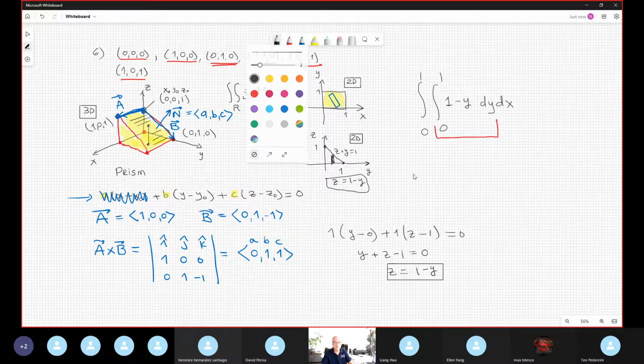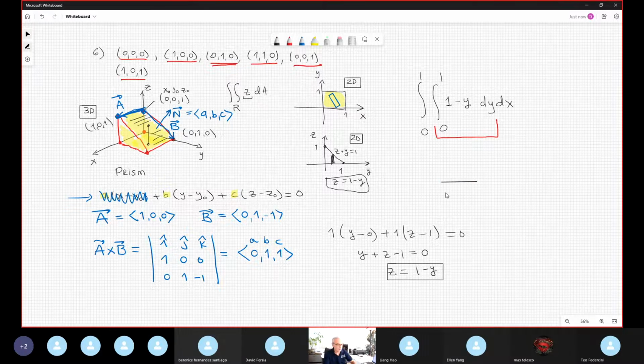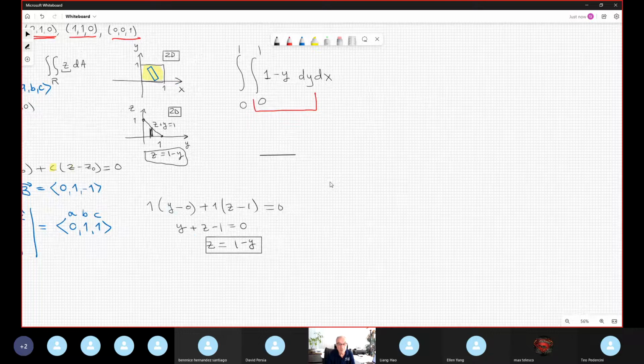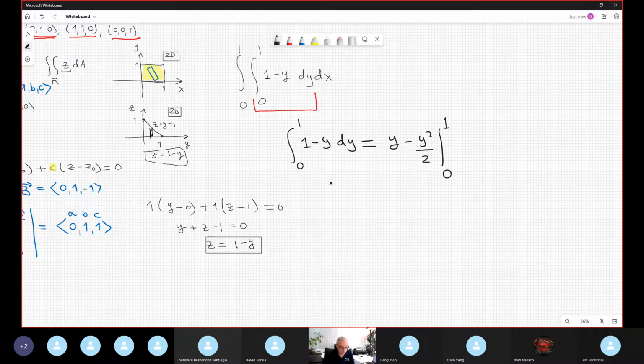Let's do it. Okay, I copy this integral. Okay, this is super easy. The antiderivative of 1 is y. The antiderivative of minus y is minus y squared over 2, no? Evaluating between 0 and 1. It is obvious that the answer is 1 minus 1 half, which is 1 half.